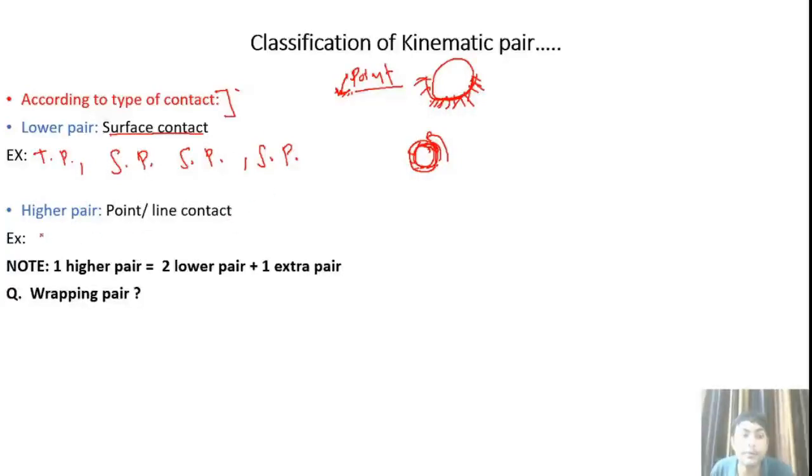Example, rolling pair is a higher pair. So in lower pair there is surface contact, in higher pair there is a point or line contact. Now rolling pair is a line contact. Now note, one higher pair is equal to 2 lower pair plus 1 extra pair.